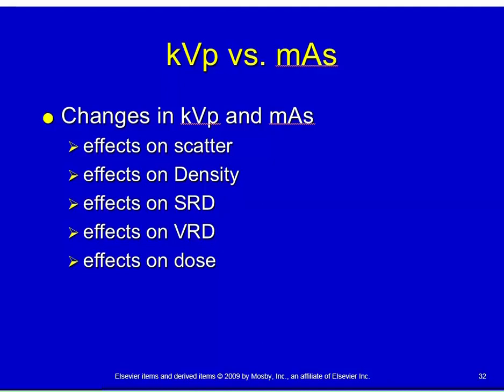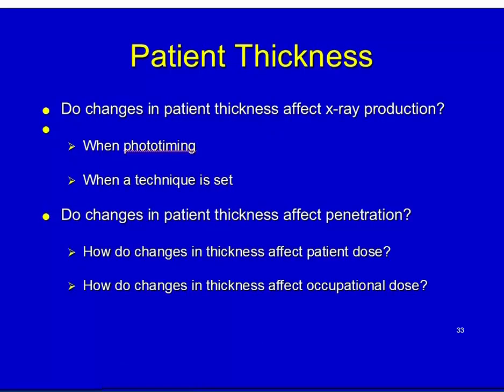So are there times to change kVp and mass? Yeah, there are. We'll walk through some scenarios. So what we'll talk about are the changes in kVp and mass and their effect on scatter, the effect on density, the effects on sharpness, recorded detail, visibility, recorded detail, and the effects on dose.